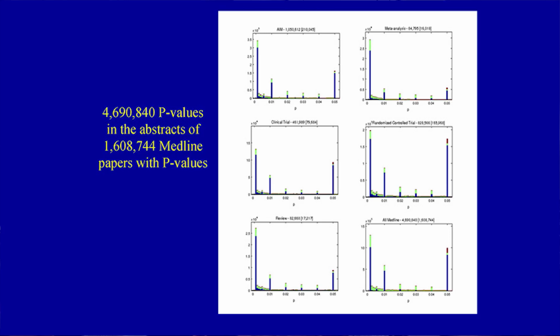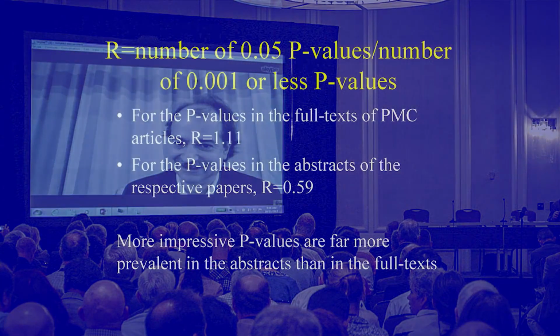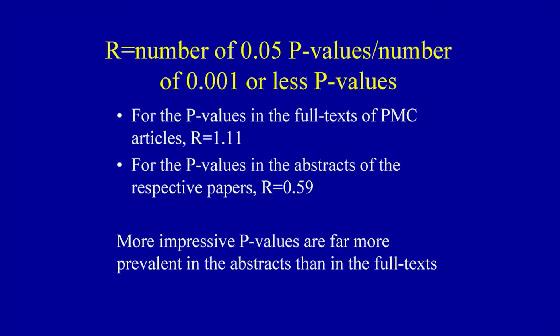Again, a similar pattern of distribution with heavy concentration at 0.05, but also more in the highly significant range. Let me introduce this R feature, which is the number of p-values at 0.05 divided by the number of p-values that are 0.001 or less. For the p-values in the full text of all PubMed Central articles, the R value is 1.11, which means that there are a bit more p-values right at the 0.05 bin compared to p-values at 0.001 or less. However, in the abstracts of the respective papers, the R becomes 0.59. It's about half compared to what we see in the full text, which means that more impressive p-values are far more prevalent in the abstracts than in the full text.